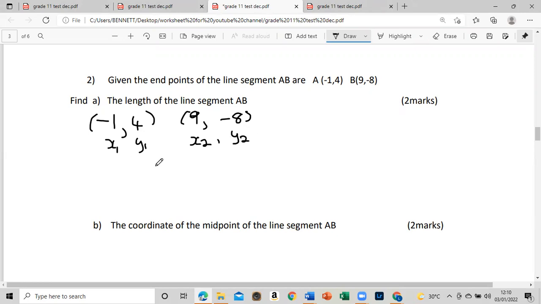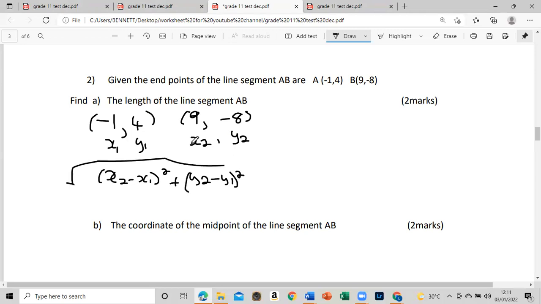Alright, so the formula says x2 minus x1, squared, plus y2 minus y1, squared. Then we find the square root of all of this.